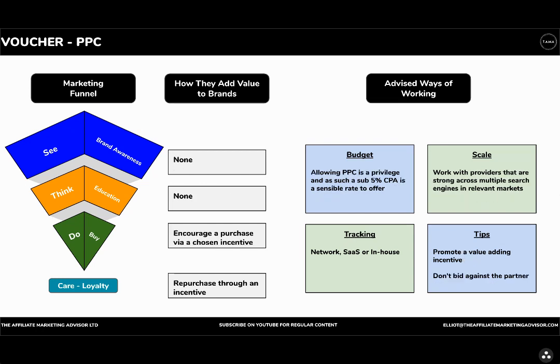So voucher PPC. All this is when you allow a voucher site to bid on certain terms. Let's say you've got a brand called shoes.com. Shoes.com may not have any sales or an outlet or anything like that. So they may say to a voucher site, actually, we're going to give you a voucher code, and we're going to allow you to satisfy people that query for an incentive. So if someone types in shoes.com voucher code, that's when this affiliate would appear.